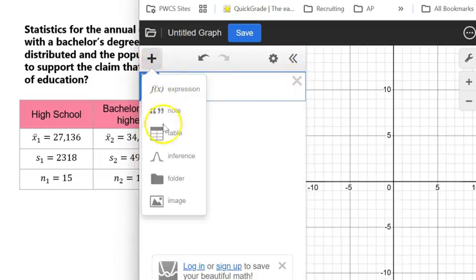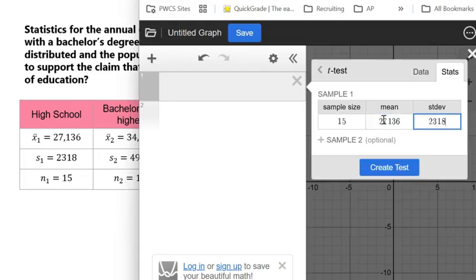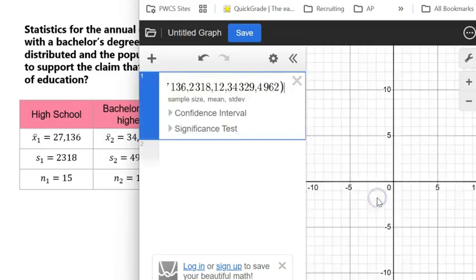All right, plus sign, inference, this time t-test. And then I'm going to put in the information. So for high school, we had a sample size of 15 with a mean of 27,136 and a standard deviation of 2318. Click plus sample 2. This time we have a sample size of 12 with a mean of 34,329 and a standard deviation of 4962. Create our test.